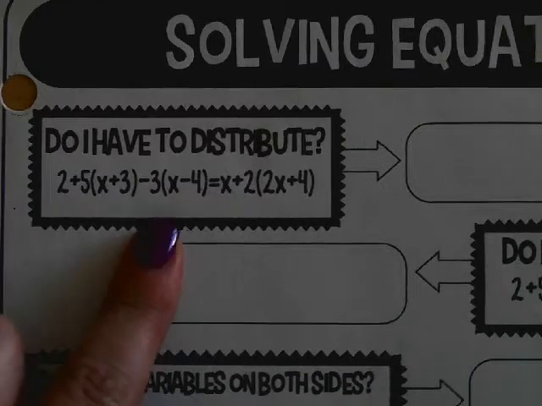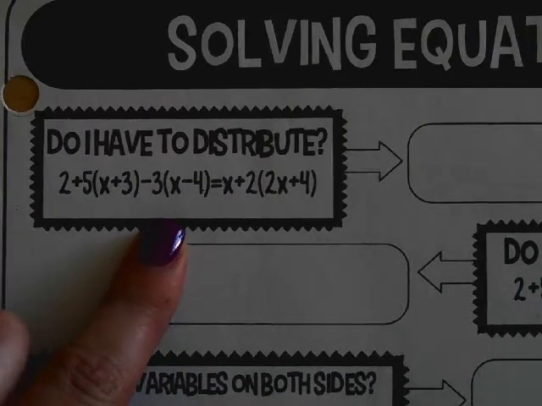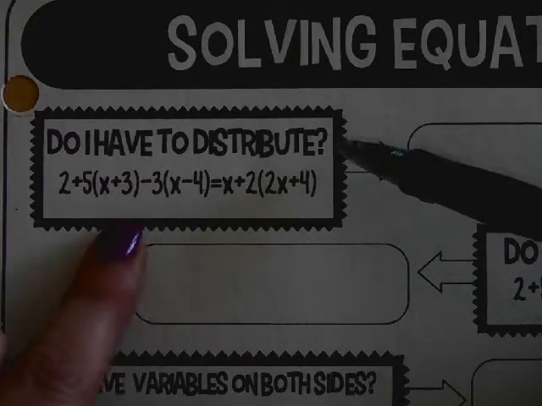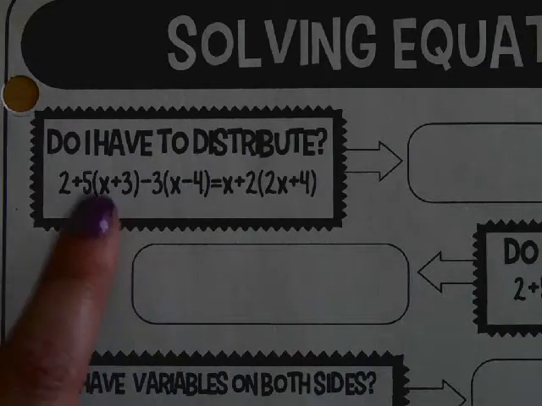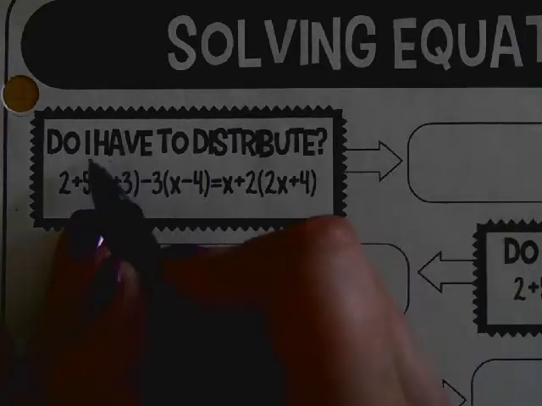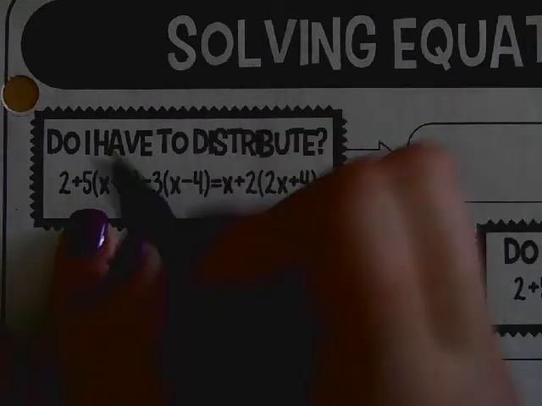So if you look here, the first question says, do I have to distribute? What's your answer? Yes, you have to multiply what? The 5. So we're going to have to distribute that 5 to the x and the 3.